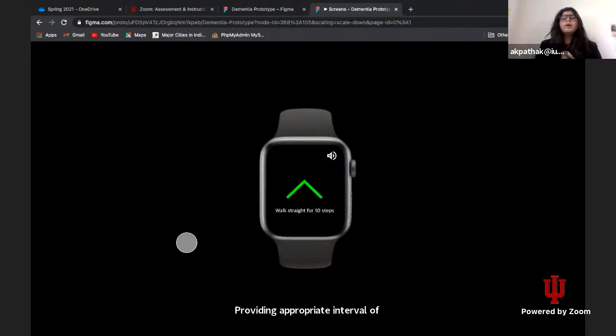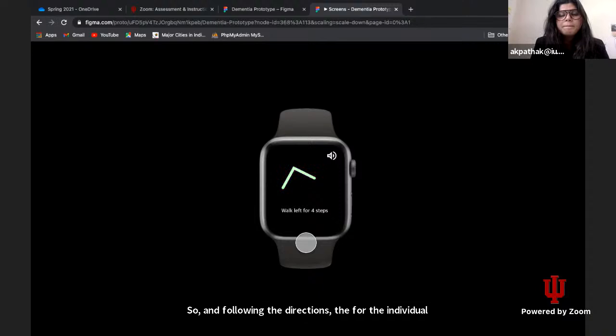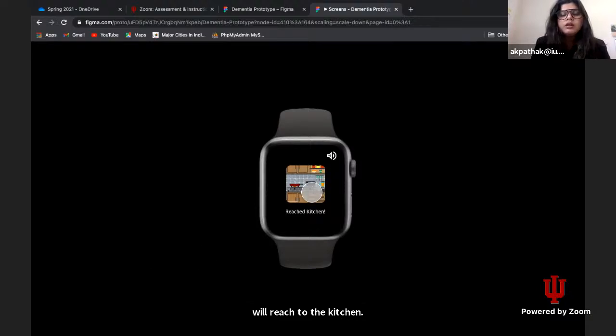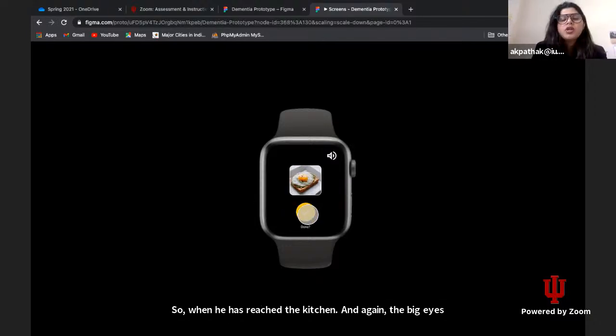Now, showing the picture first, and then the sound tag will play in the kitchen. And following the directions, the individual will reach the kitchen. When he has reached the kitchen, again the GIF will show the picture of the kitchen, and when he is done with the lunch, he can tap.